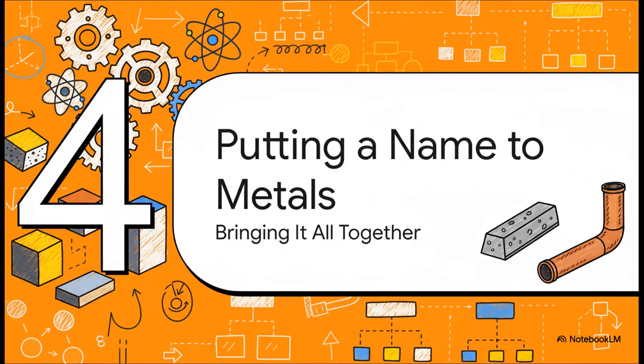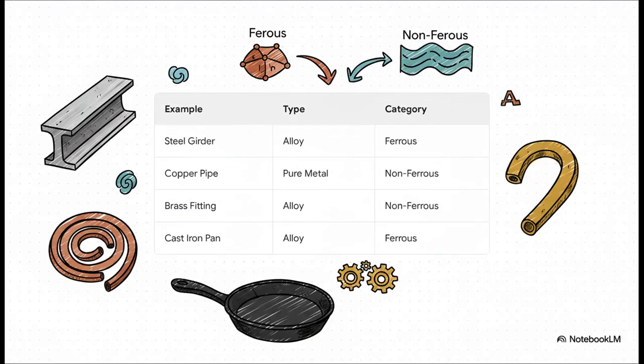All right, so we've got our two sets of labels, pure versus alloy, and ferrous versus non-ferrous. Now let's see how they work together to describe the metals we see every single day. And this is how we can put a real name to the metals around us. Let's take a steel girder. It's a mix, so it's an alloy, and it's based on iron, so it's ferrous. Make sense? How about a copper pipe? Well, that's just a single element, so it's a pure metal, and it has no iron, which makes it non-ferrous. See? Even brass fittings, which are alloys of copper and zinc, are non-ferrous because, again, there's no iron involved.